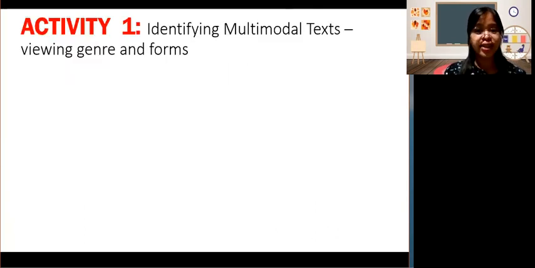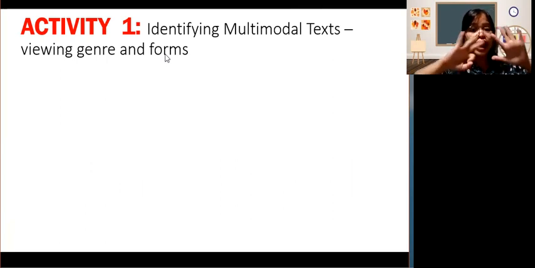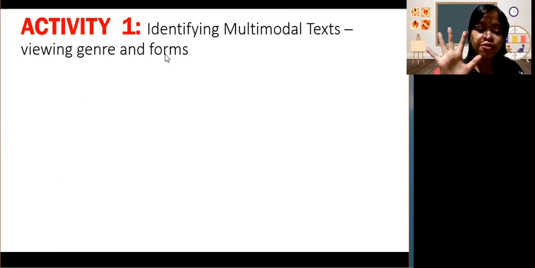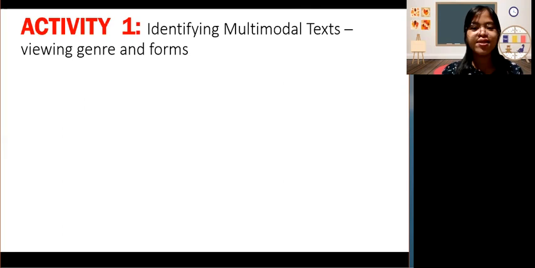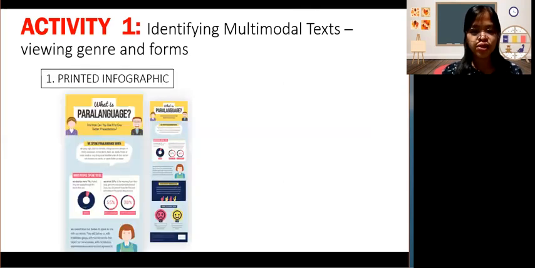This time you will have an activity. Okay, I want you to prepare your paper and pen with you as you answer the following. This activity is entitled Identifying Multimodal Text. You have to tell the viewing genre and form. Remember, there are 8 genres and there are 5 forms of multimodals. Okay, now let us see. This is the first one, printed infographic. We have here what is a paralanguage.